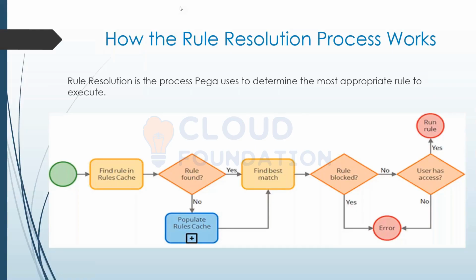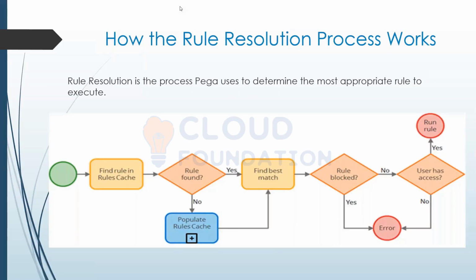Initially, when you have designed your case types or when you are running your application for the very first time, when you are running your case instance for the very first time, it took a bit longer. Slowly you have started creating more and more rules, more and more case instances. The system gained speed. Did you observe this? This is because of your rule resolution algorithm.